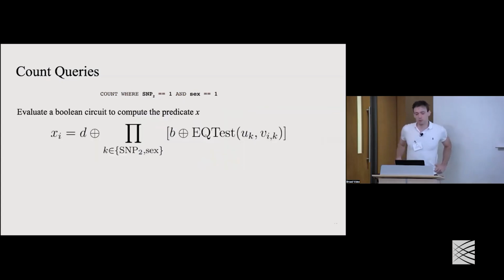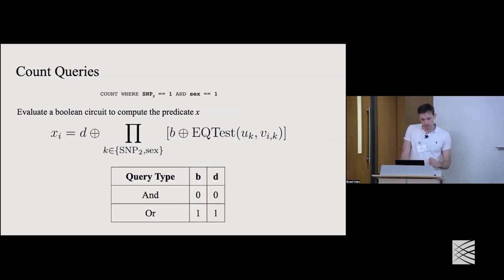Next, we're going to have to evaluate the Boolean circuit to compute a predicate. So again, here, we need to first check if SNP2 is equal to 1 and sex is equal to 1. So we're going to have to apply 2 equality tests. And then since we are doing an AND operation, which is essentially a multiplication, we need to check if both are 1. And if both are 1, then if we multiply them together, the predicate is going to be 1. And that patient passes this filter that we're querying for.